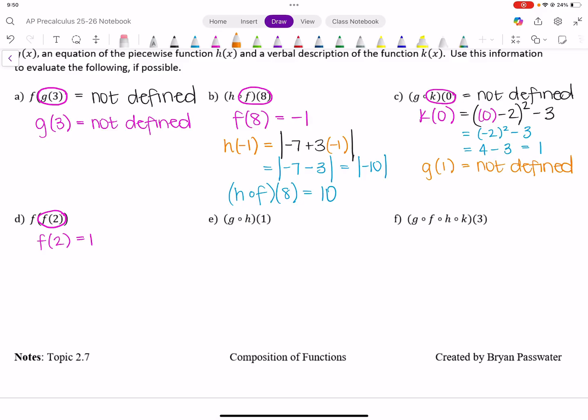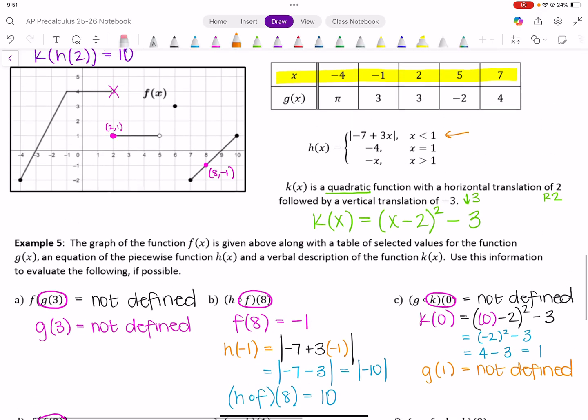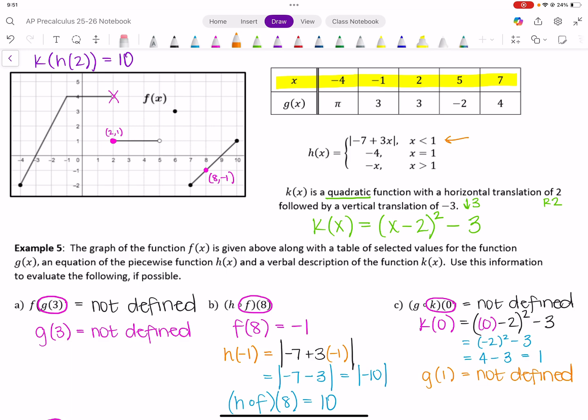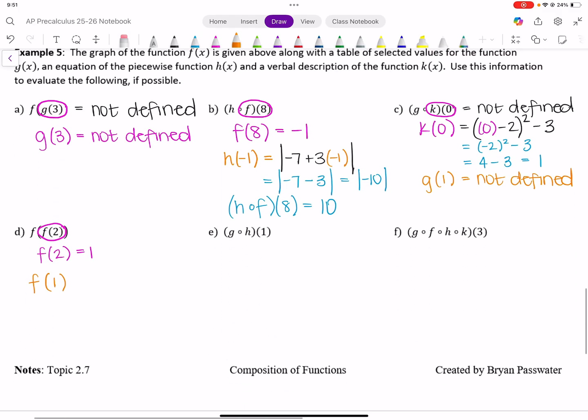So then we're going to do f of 1. So we're going to go back to our graph, and where we have an x value of 1, we have a y value of 4. So f of 1 equals 4. Which then also means f of f of 2 equals 4.